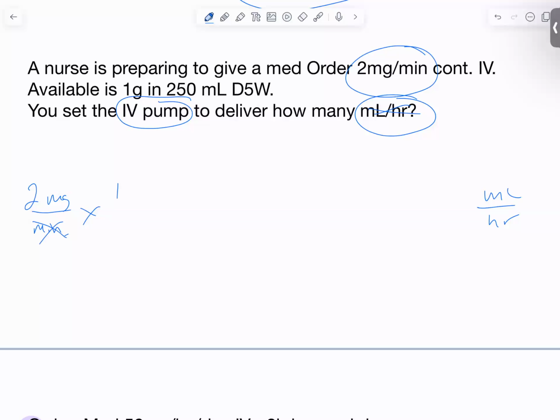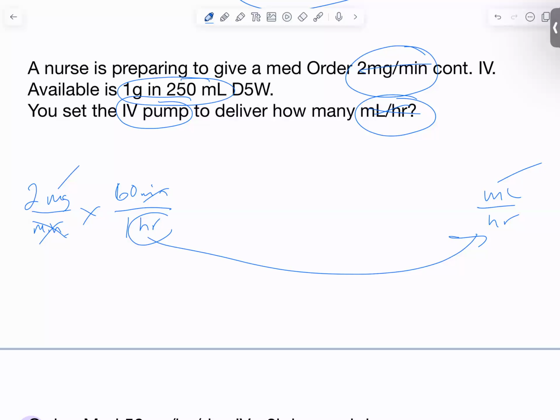I don't need minutes. So I'm going to say 60 minutes is 1 hour. There's my hour. And now I have to get 2 milligrams to milliliters. And I only have this left of my problem. So I have to convert milligrams to grams. So 1 gram is 1,000 milligrams. And then I'm going to say 1 gram in 250 milliliters. Cross off my grams, cross off my milligrams, and now it's just math.